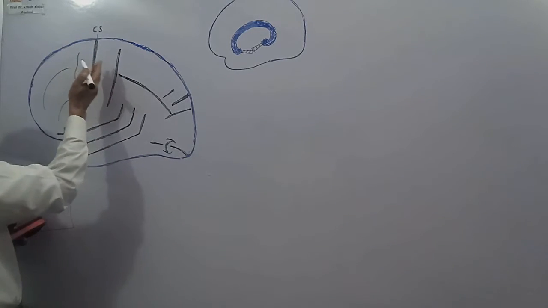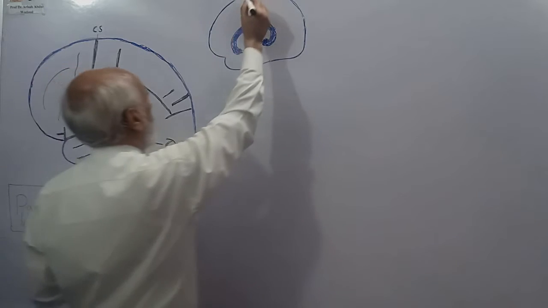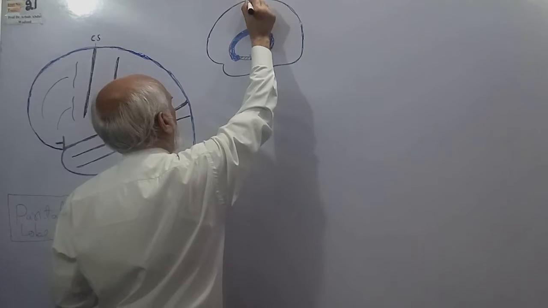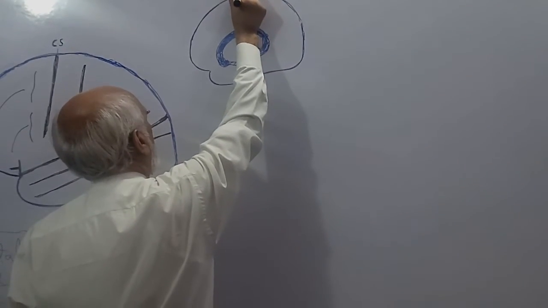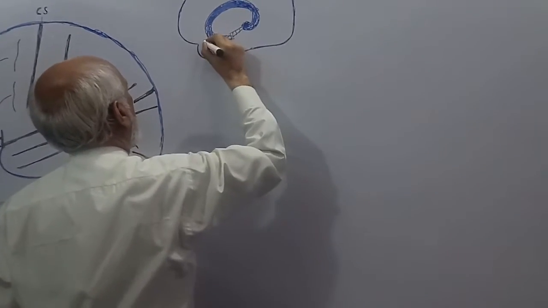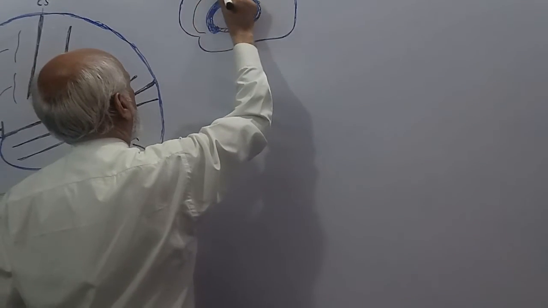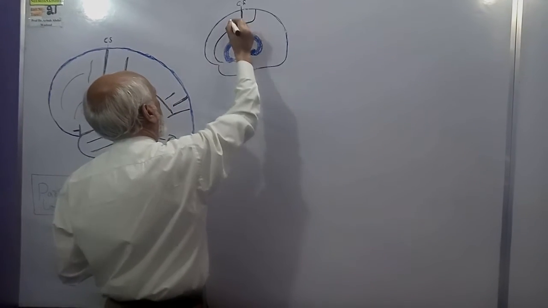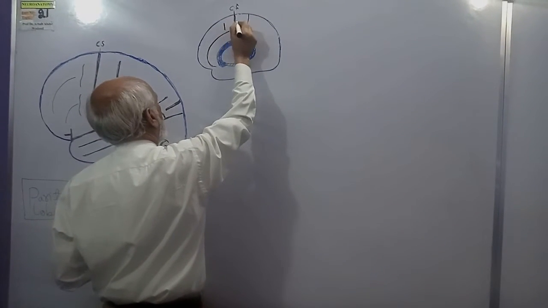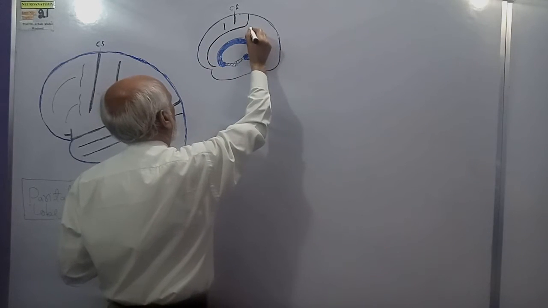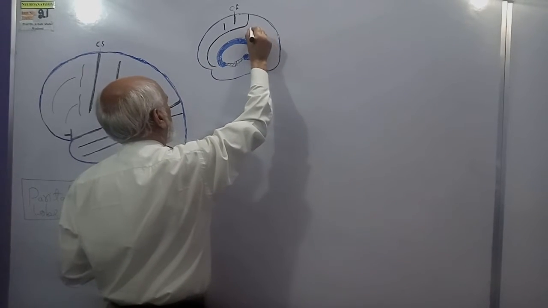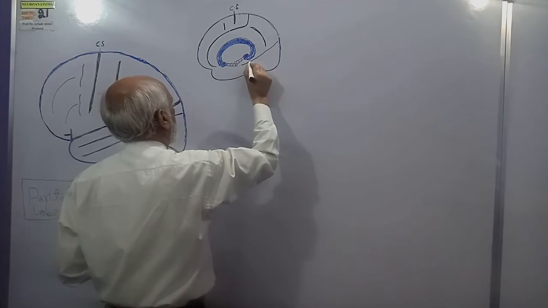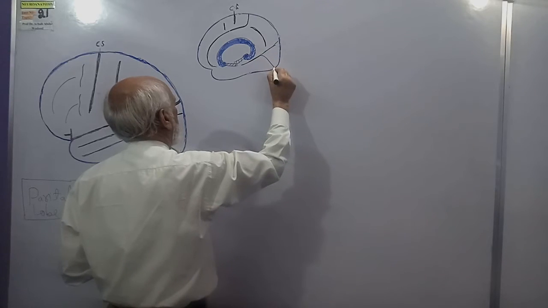Now precentral and post-central gyri continue onto the upper part of the medial surface of cerebral hemisphere. This is cingulate sulcus. This is an unnamed sulcus, suprasplenial sulcus, parieto-occipital sulcus, calcarine sulcus.